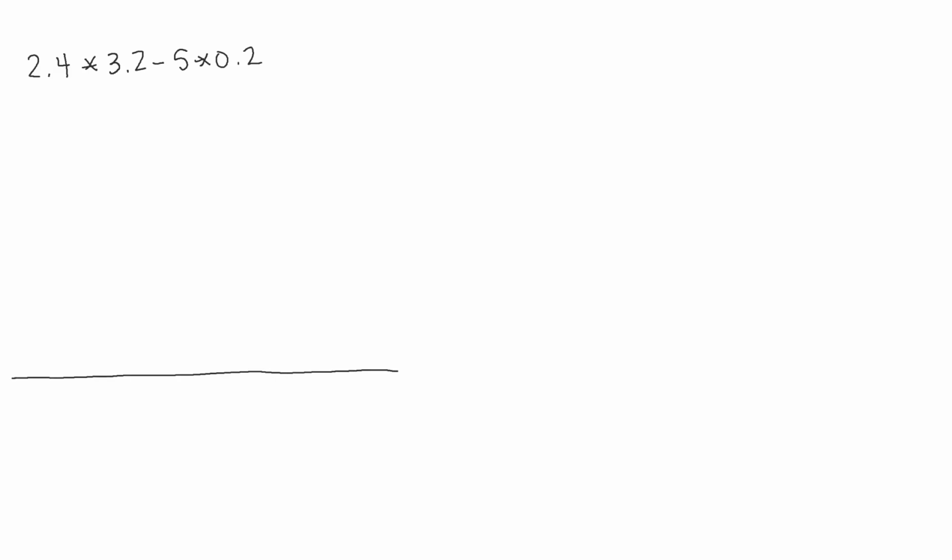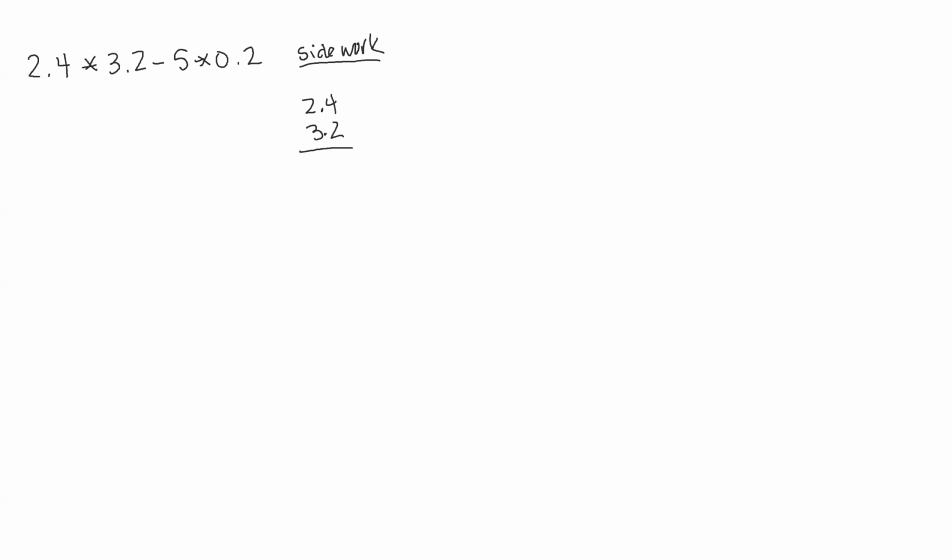Okay, so we've got multiplication and we've got subtraction. So we've got to take care of both sets of multiplication first. So first I have 2.4 times 3.2. I'm probably not going to have enough room there actually. So I'm going to go ahead and do my side work over here. All right, so 2.4 times 3.2.